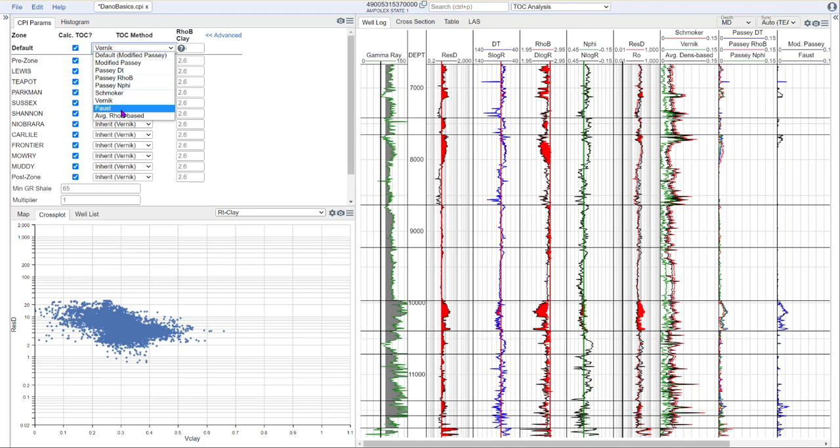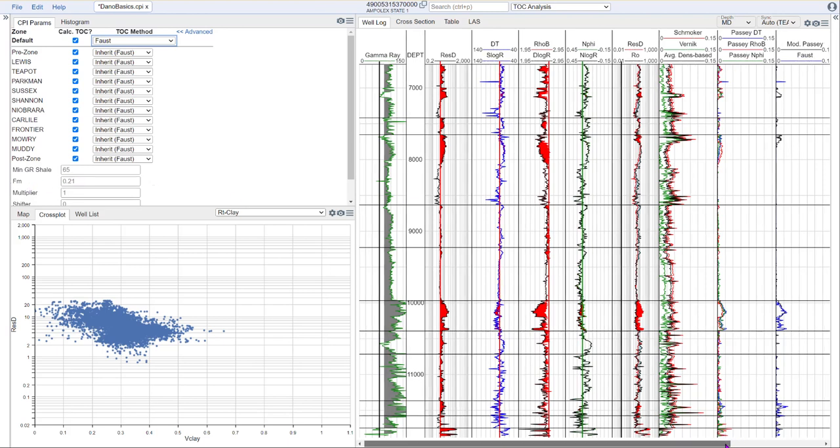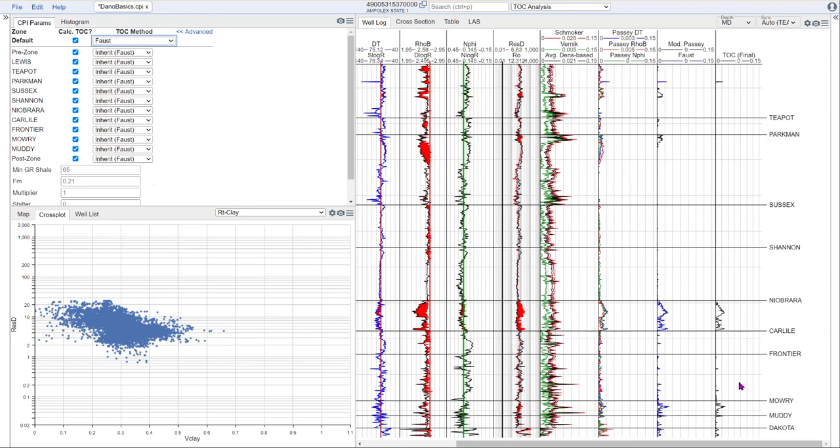And let's end up with the Faust method. Now, Faust is one I really like because there's really nothing to set in Faust. It's almost a parameterless method. We do have a fudge factor, which is the formation multiplier in this method. But I often find that Faust gives us a very robust answer, and it's one that you can use as a nice calibration for a starting point on some of your other methods.